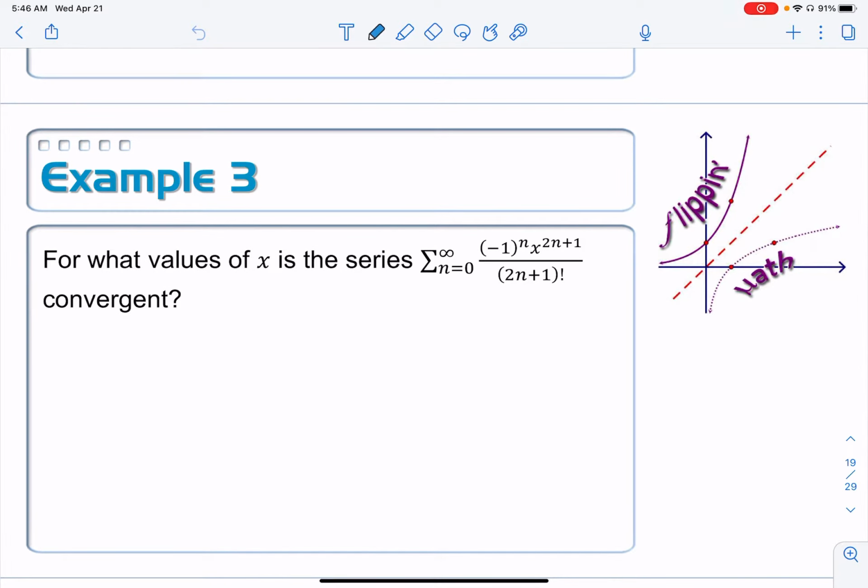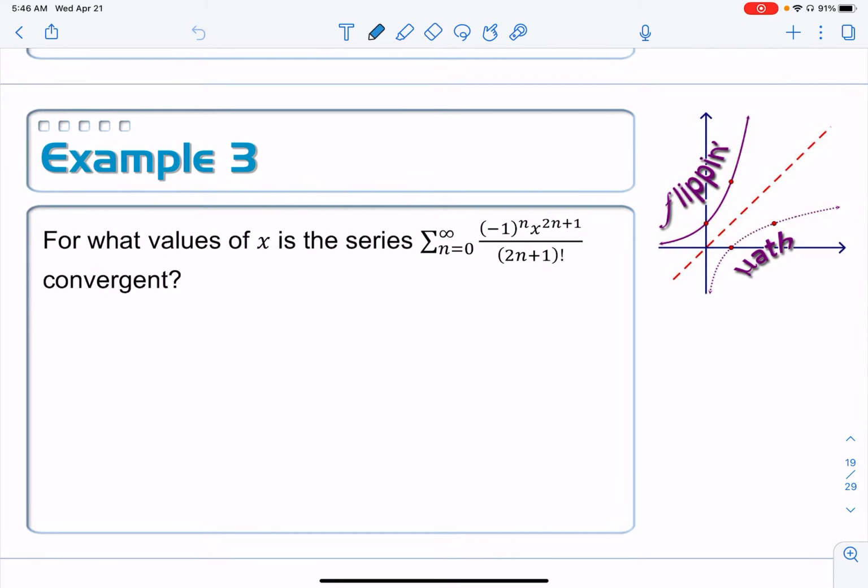Let's take a look. Example 3: for what values of x does the series converge? What a strange looking series. Summation from n equals 0 to infinity of (-1)^n times x^(2n+1) divided by (2n+1) factorial. So hey, this 2n plus 1, do you remember what kind of numbers those are?